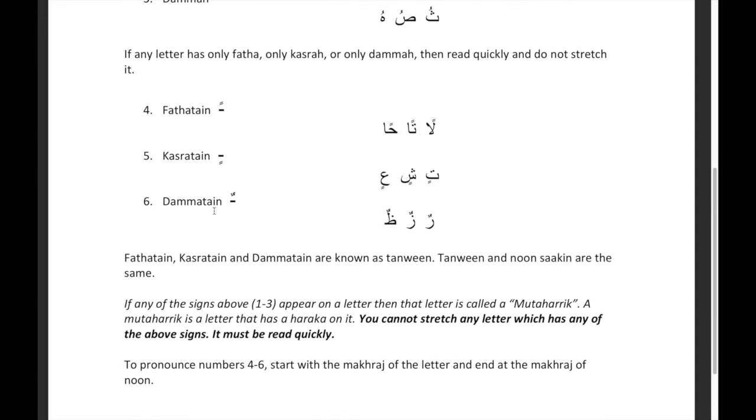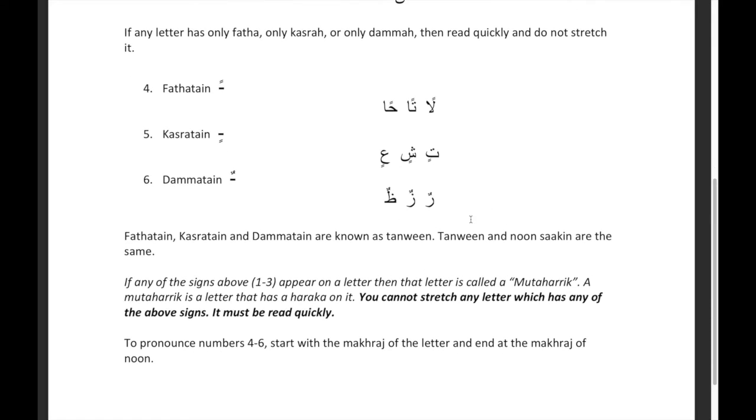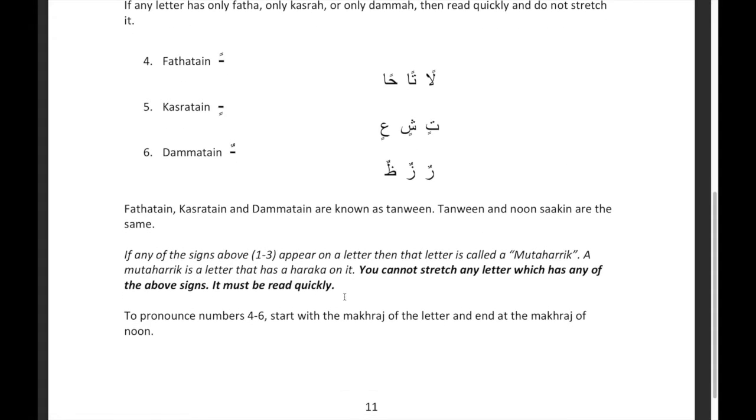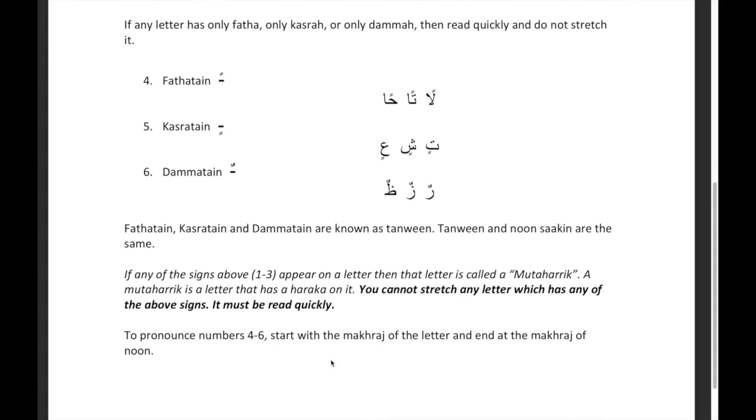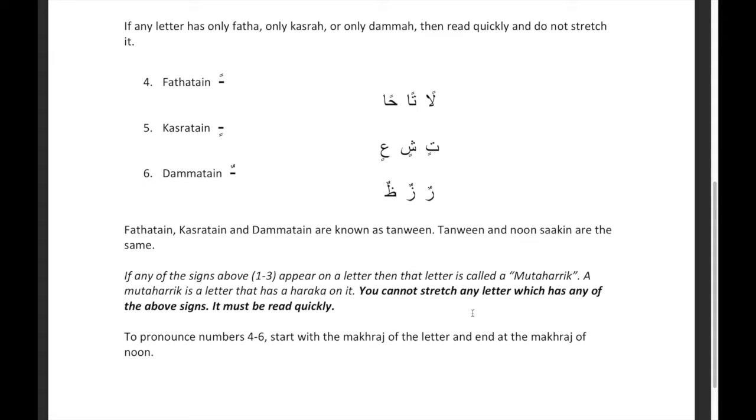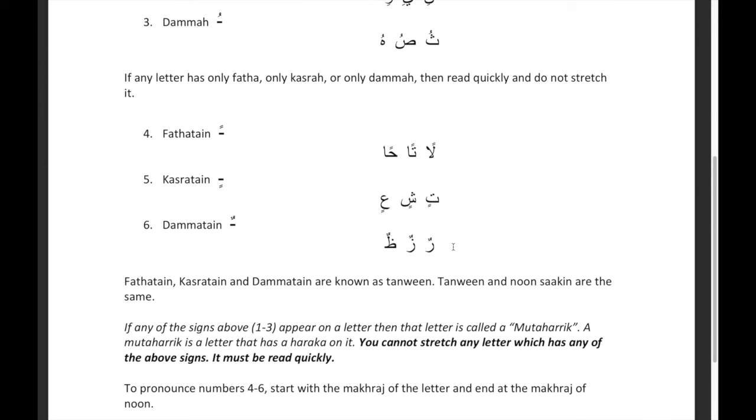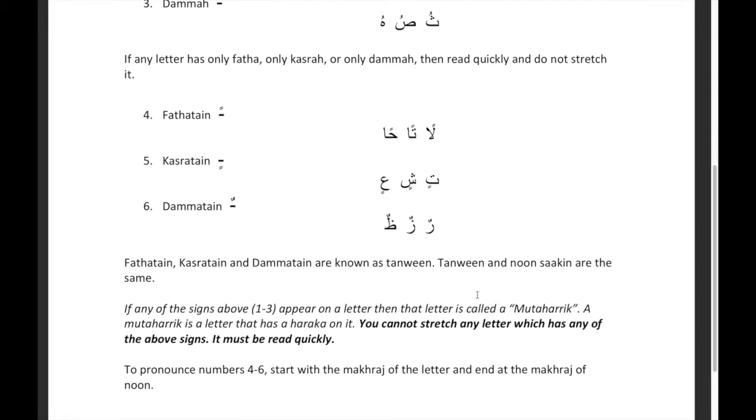Number 4 to 6, فتحتين كسرتين and ضمتين are known as tanween. Tanween and nun sakin are the same. We'll explain this a little bit more just a little bit further ahead. So if a letter has any of these signs, then it is called a mutaharrik. So if any haraka comes on a letter, that letter is called a mutaharrik.